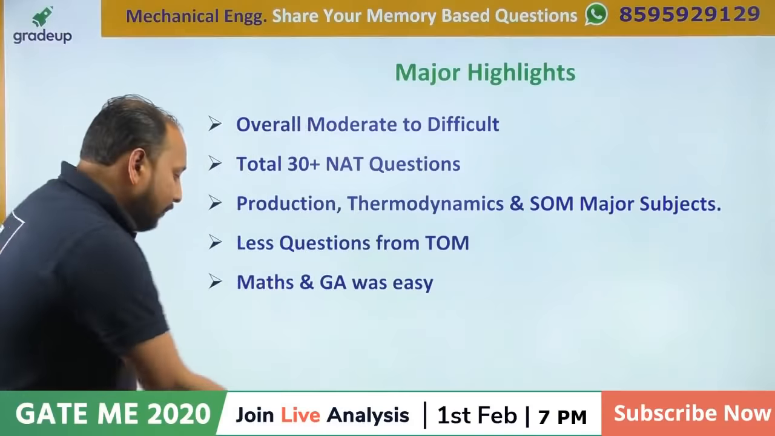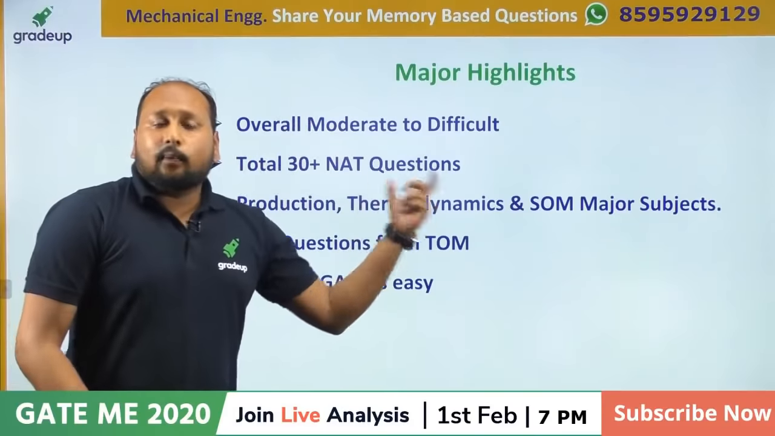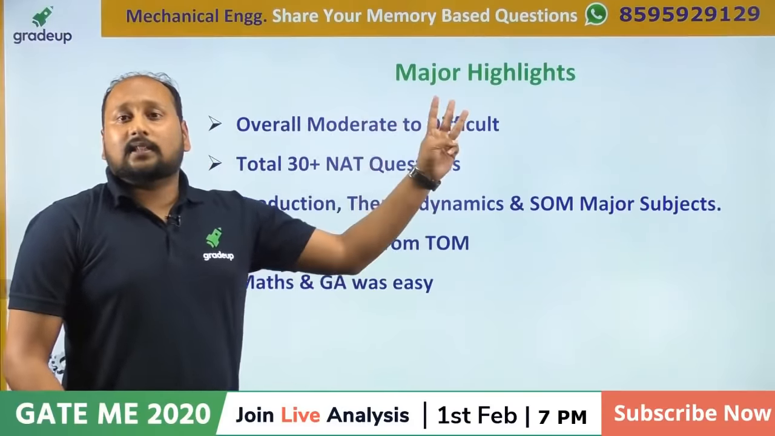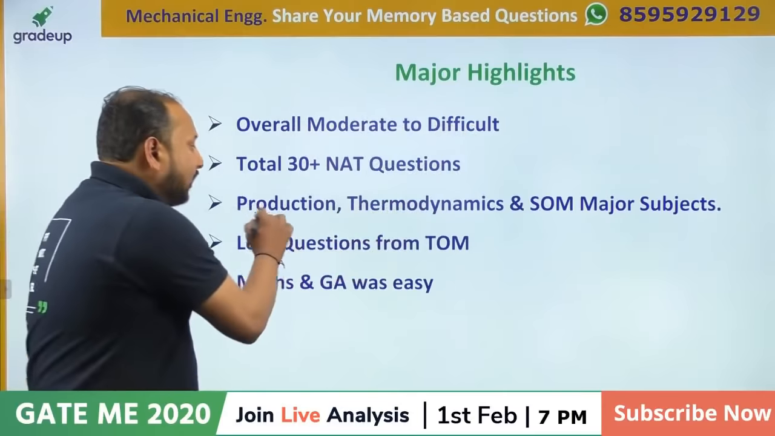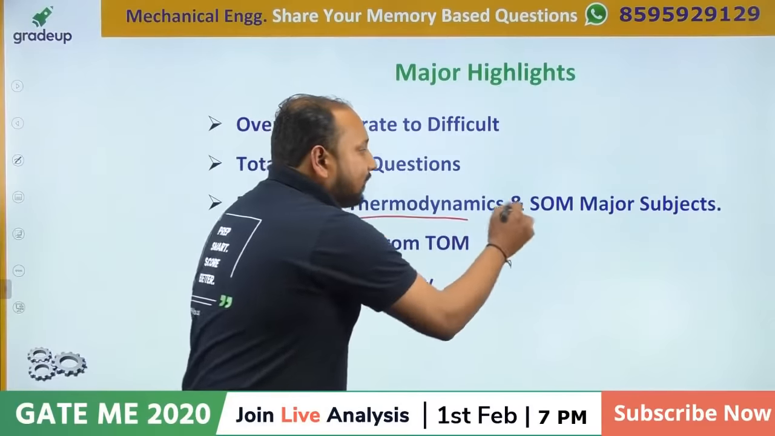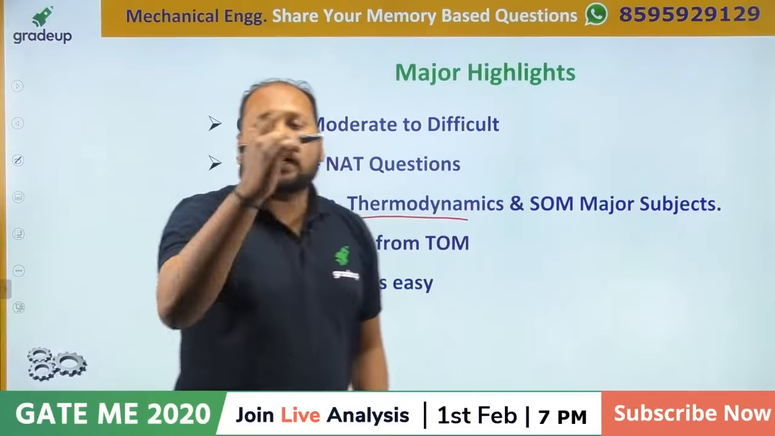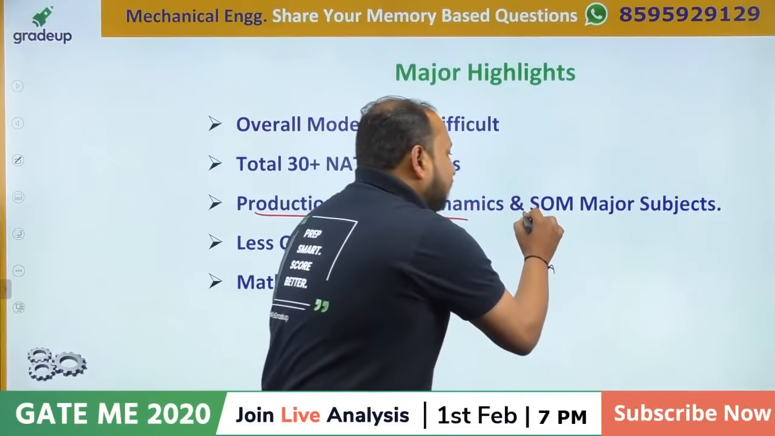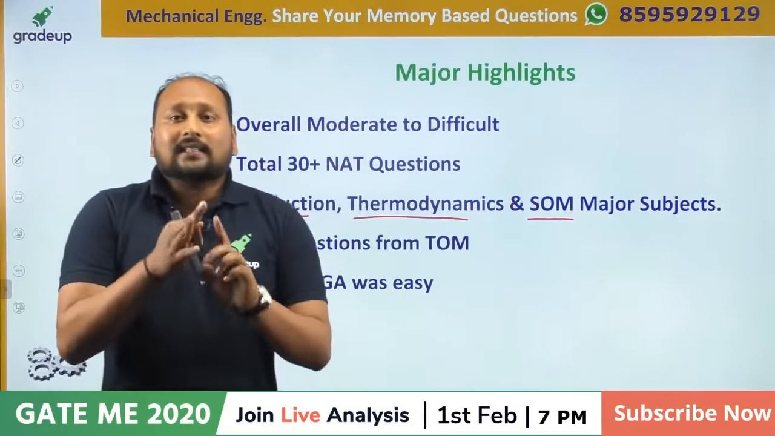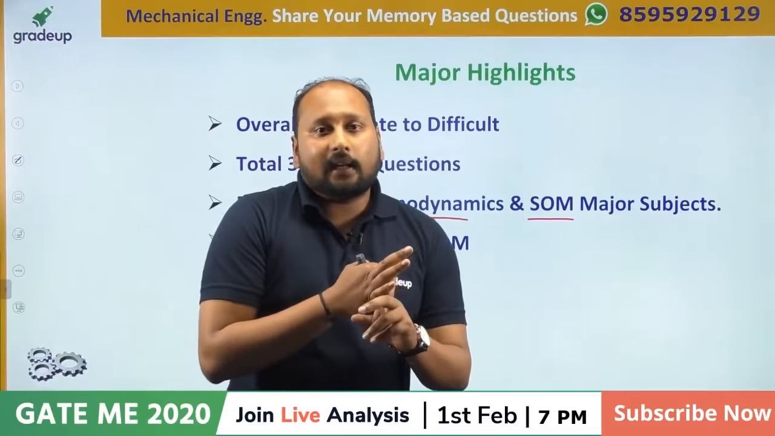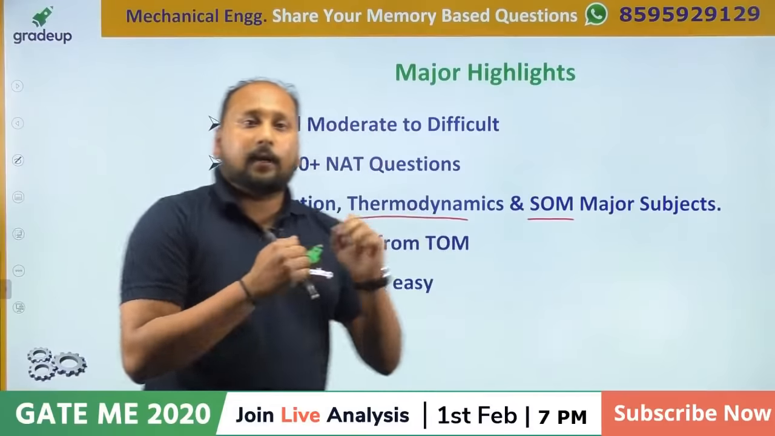And a very important thing is that the maximum portions came from three major subjects of mechanical engineering: production engineering, thermodynamics and its applications like RAC, IC engine, power plant, and last is strength of material. So these three subjects carried the maximum weightage for the Shift 2 mechanical engineering paper.